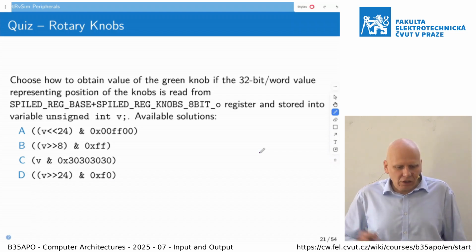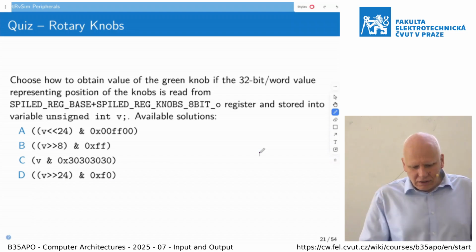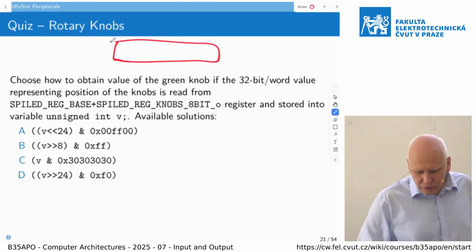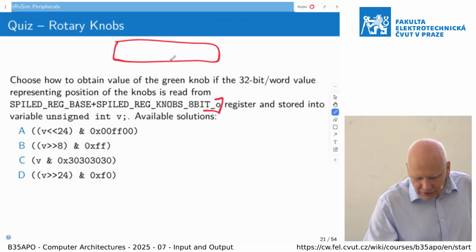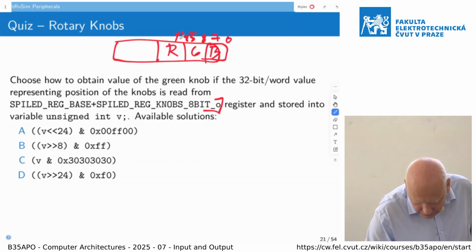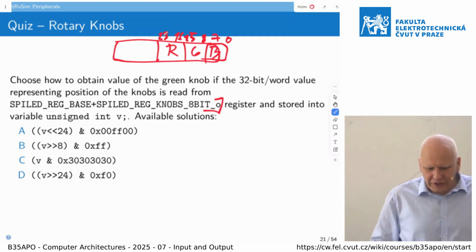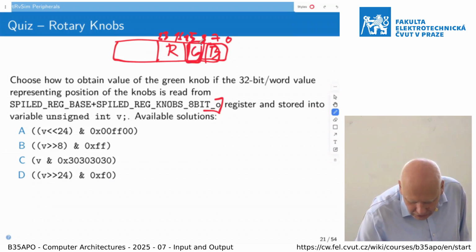Okay, so there is a question. If we want to obtain the green value from the LED, we read it from the knobs. Then we have there the RGB components: 0 to 7, 8 to 15, 16 to 23. So which of those operations returns the green component on the green knob if we tune it?